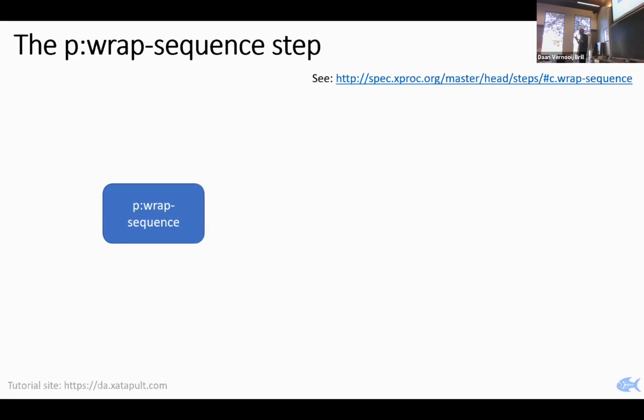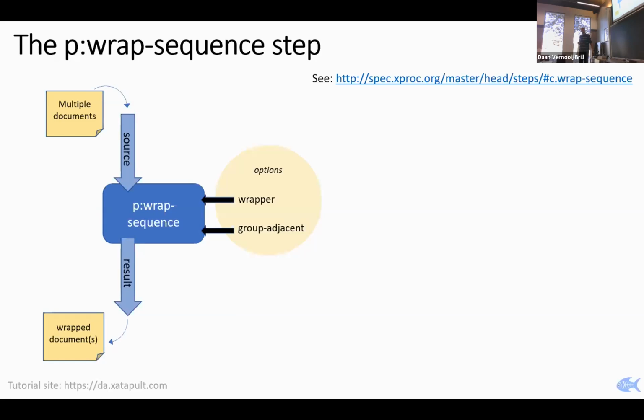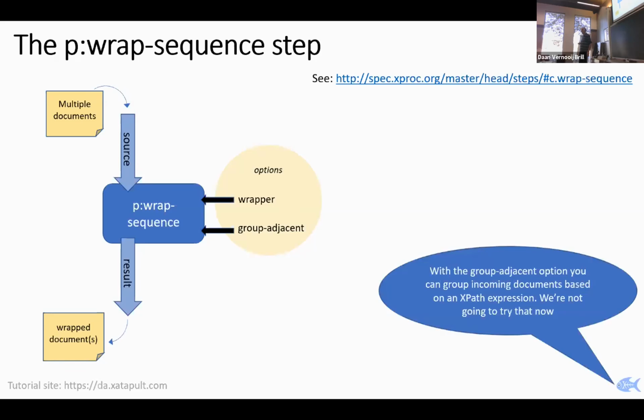Let me introduce one more step, finally, as the last thing. If you want these two documents that now flow out of your for-each back into one document, there's a step for that, which is called wrap-sequence. A sequence of documents comes in, and the result is wrapped, and you say what element you want to wrap it in. The wrapper option tells the step how the element should be called that will be wrapped around your sequence of documents. Group-adjacent we will not get into, too complicated for now.